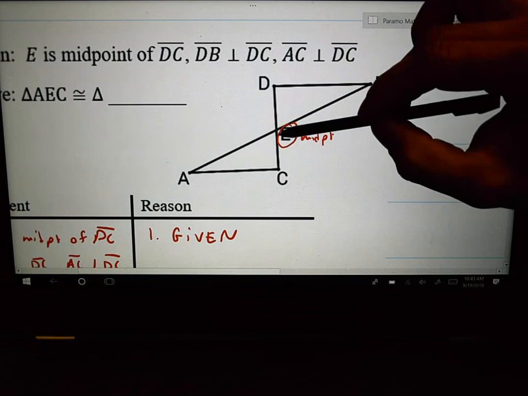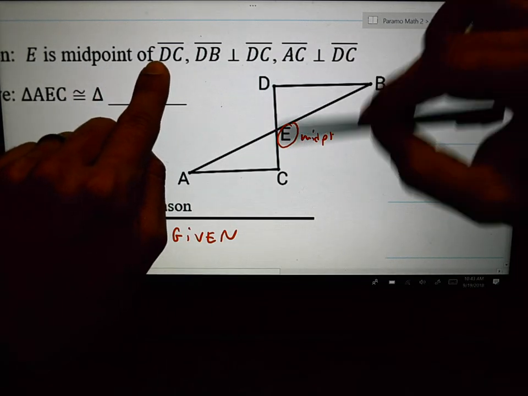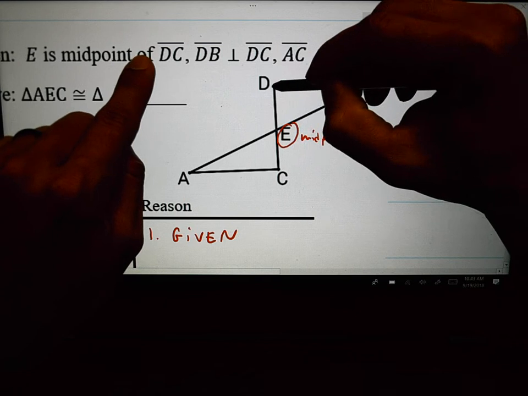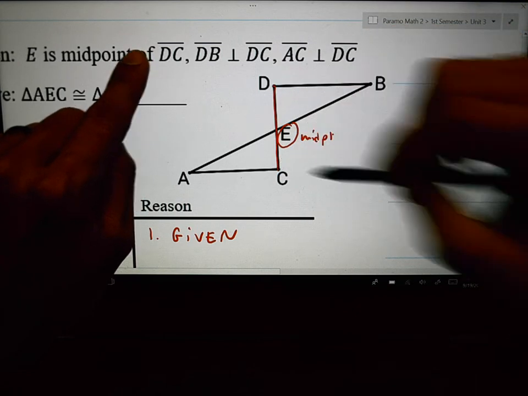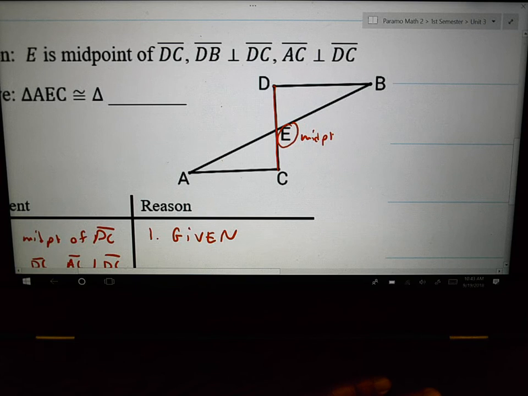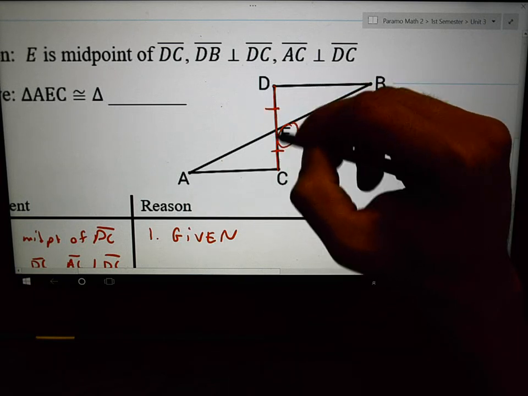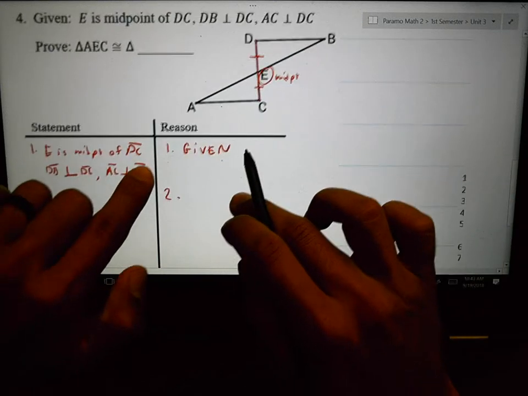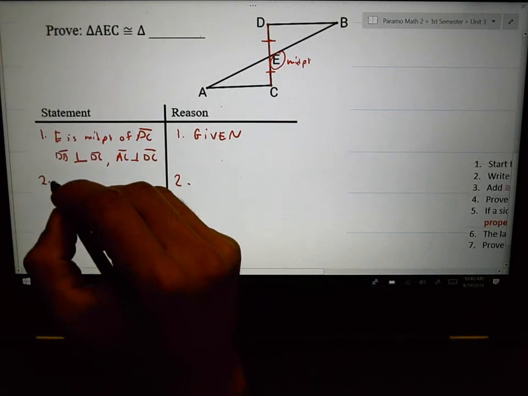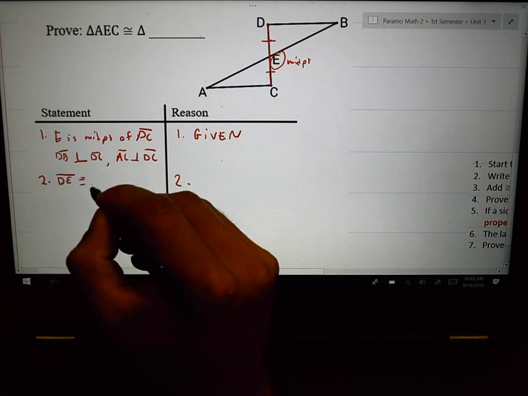If that's the middle point, and it is the midpoint of DC, from here to here, do you know which 2 pieces have to be the same as each other? Let's make that a statement. What letters? I go over here to my statement and I can say segment DE is congruent to segment EC.